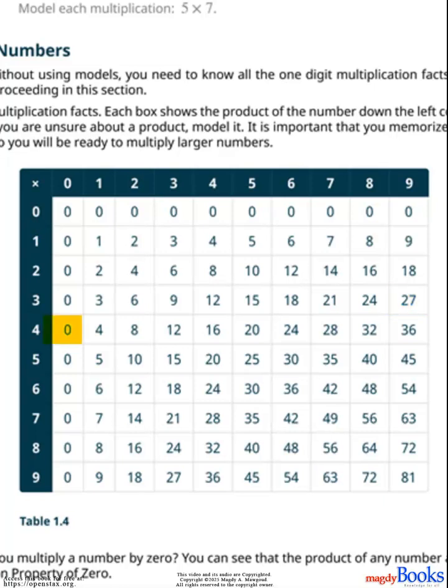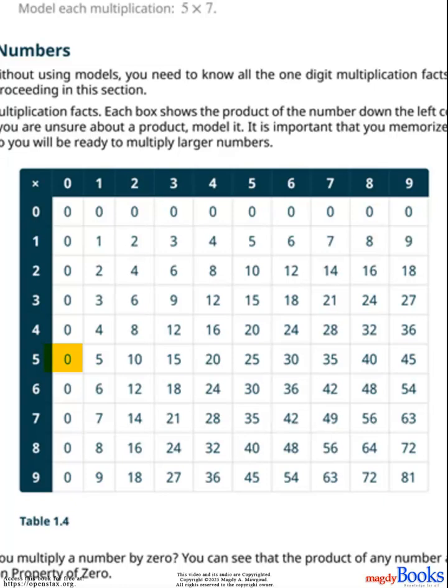4 times 0 is 0. 4 times 1 is 4. 4 times 2 is 8. 4 times 3 is 12. 4 times 4 is 16. 4 times 5 is 20. 4 times 6 is 24. 4 times 7 is 28. 4 times 8 is 32. 4 times 9 is 36.